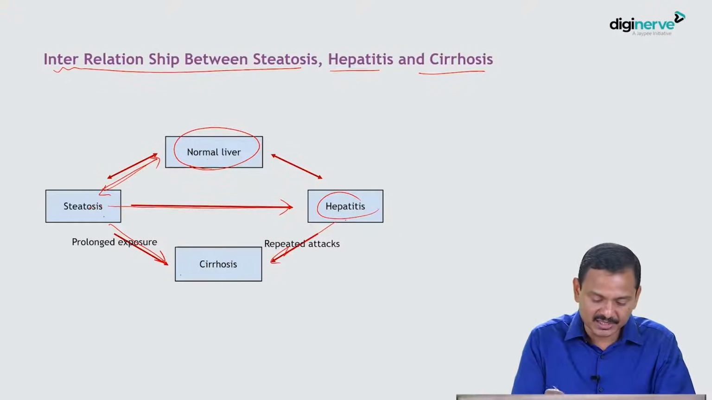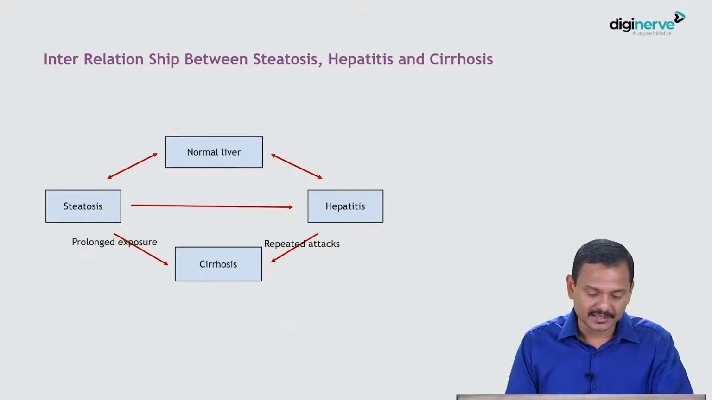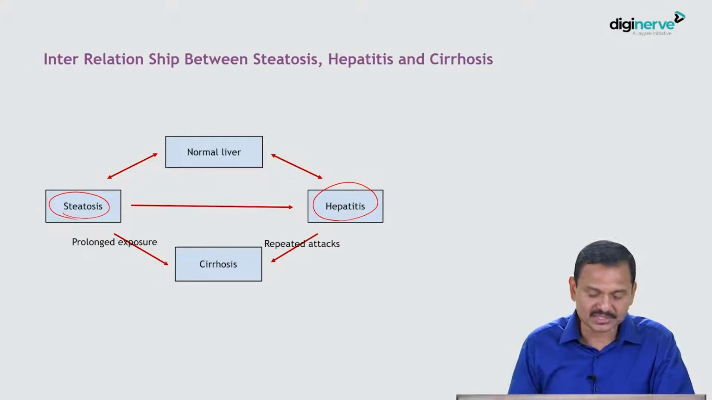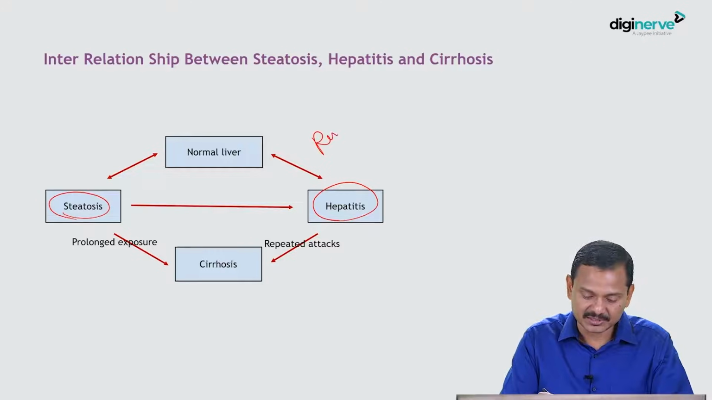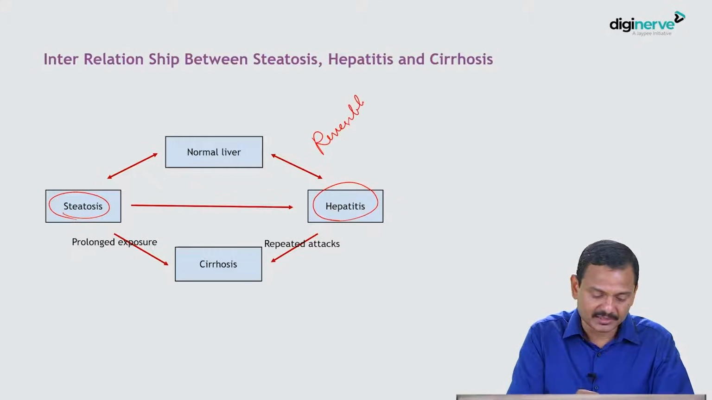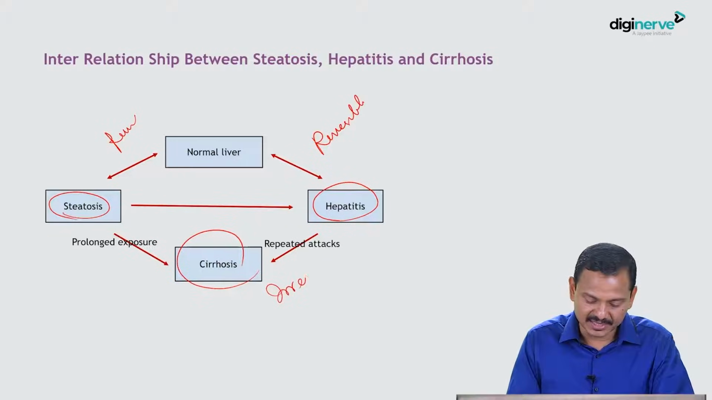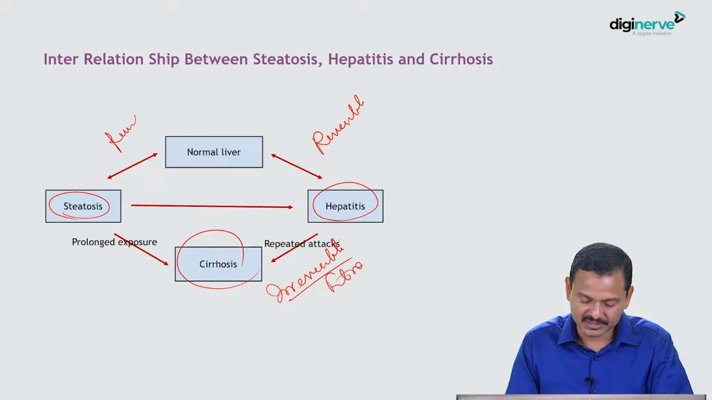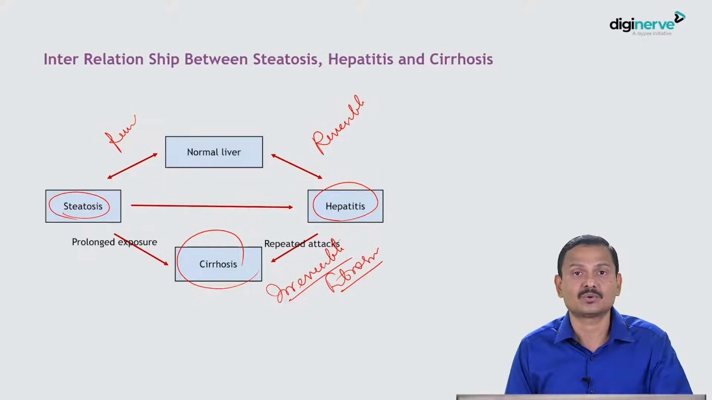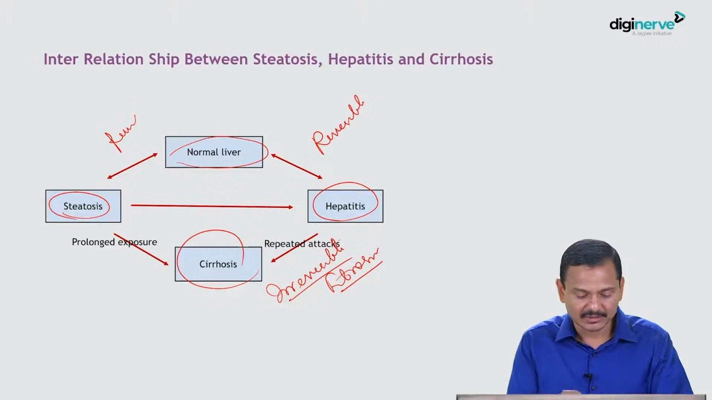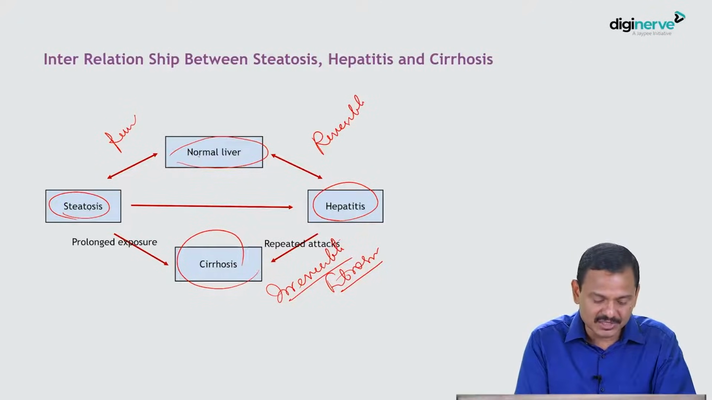Okay, so if you see the arrows here, you can remember that hepatitis as well as steatosis are reversible conditions. Whereas once cirrhosis happens, it is an irreversible condition because there is a lot of fibrosis and fibrosis doesn't go back.